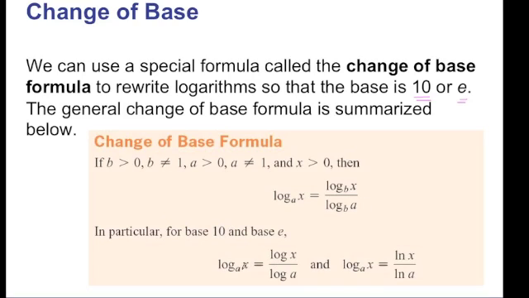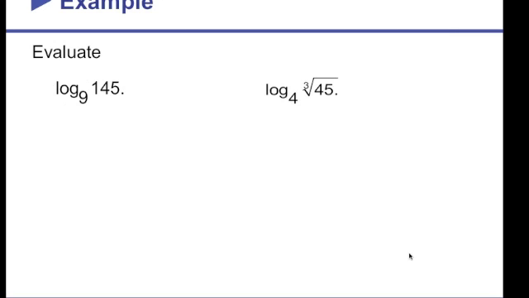For base 10, log base a of x is the log of x divided by the log of a, or log base a of x is ln of x divided by ln of a. So here, let's actually do this. It's log base 9 of 145. So the log of 145 divided by the log of 9. And then we grab our calculator and find out that it's 2.2650 to 4 decimal places.